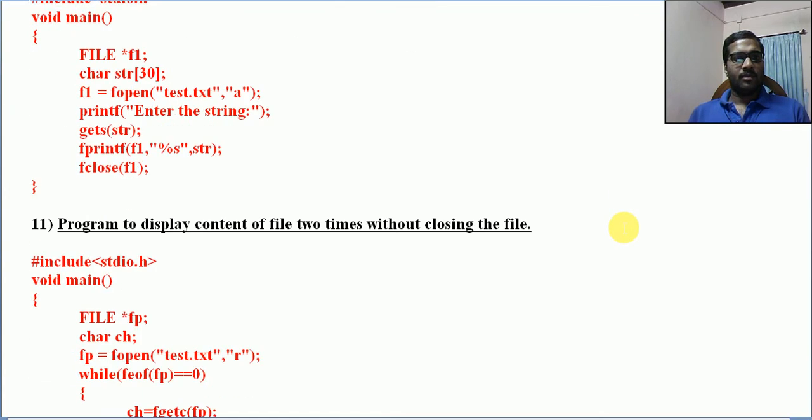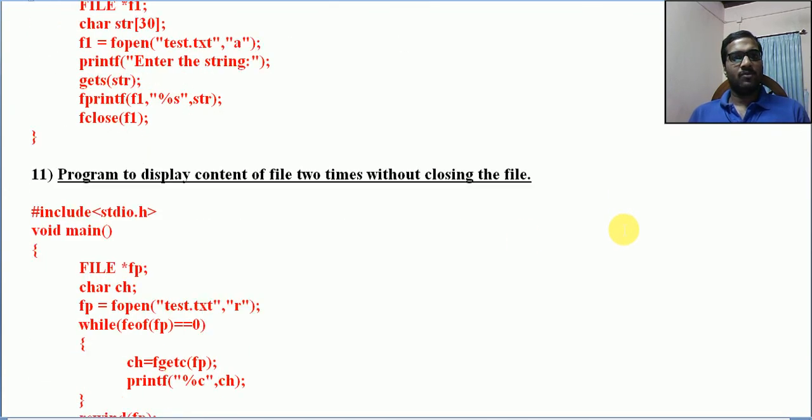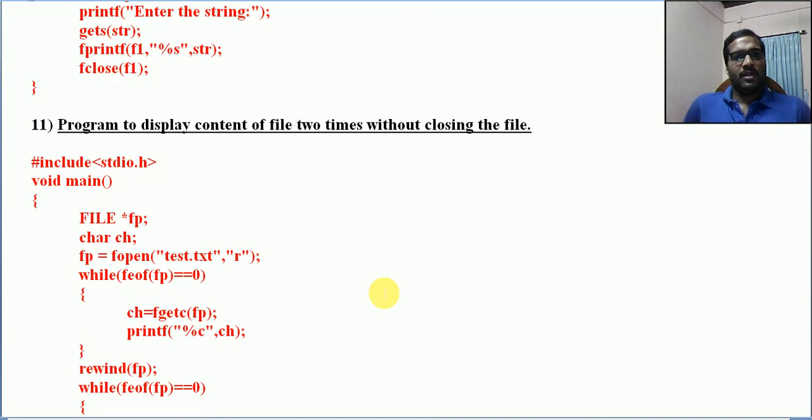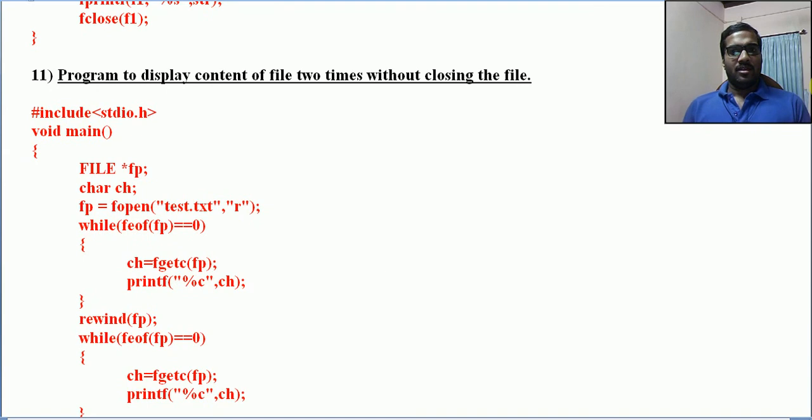Then one more program: a program to display the content of a file 2 times without closing the file. Just for displaying the content of the file 2 times without closing the file. Let's see. Okay, a different example. We have a file pointer fp, and the file is opened in read mode. While end of file of fp not equal to 0, read the character and print the character. Okay, so we'll read.